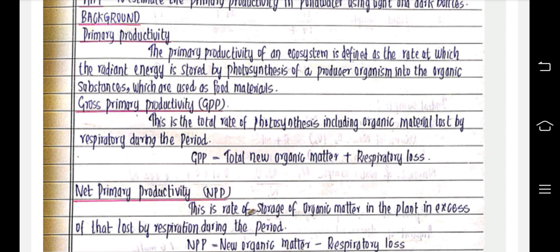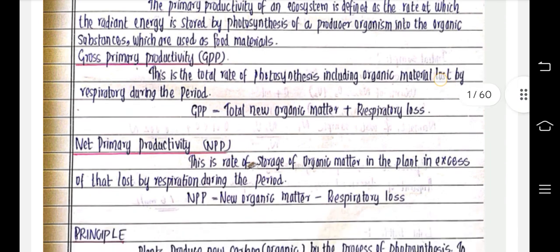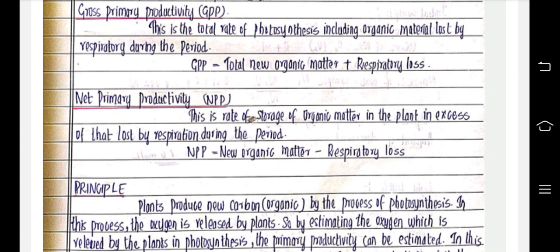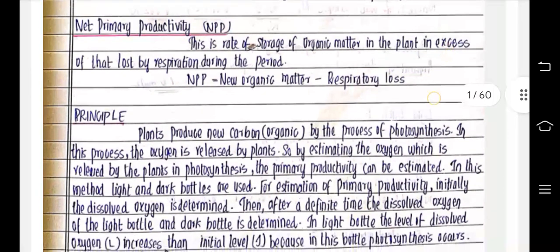Gross primary productivity, or GPP, is the total rate of photosynthesis, including organic material lost by respiratory activity during the period. GPP is equal to total organic matter plus respiratory loss. The net primary productivity, or NPP, is the rate of storage of organic matter in the plant in excess of that lost by respiration during the period. NPP is equal to new organic matter minus respiratory loss.